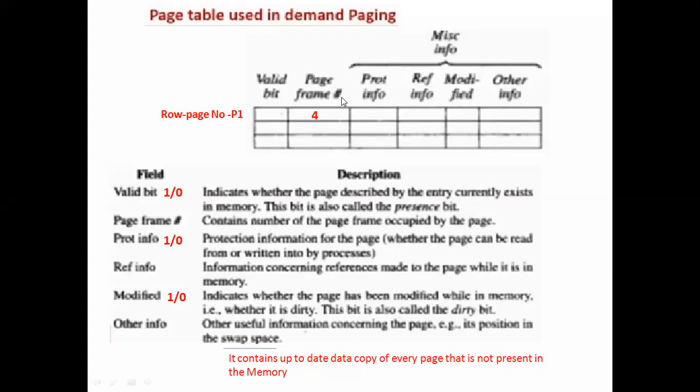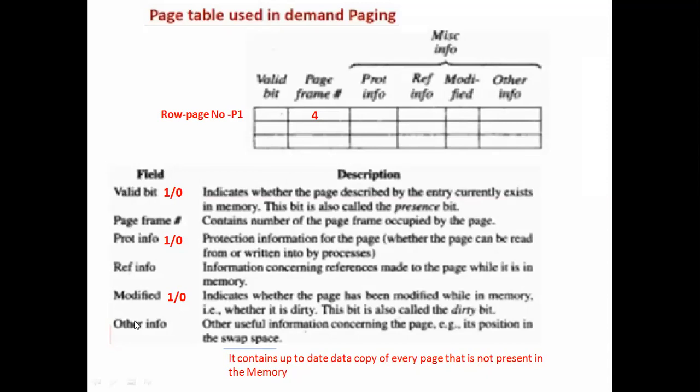When you write into a page, this bit will be set to 1 by the hardware. Suppose you modify a page in the memory, then it will be written back into the hard disk or the secondary memory. This bit is called the dirty bit because it reflects the page state. Whether the page is modified or not, that particular state will be indicated by the modified bit.